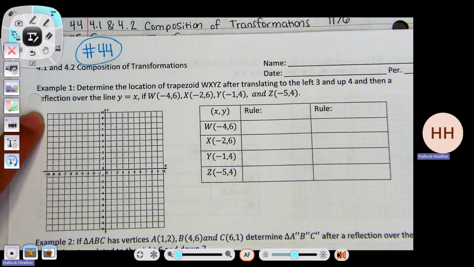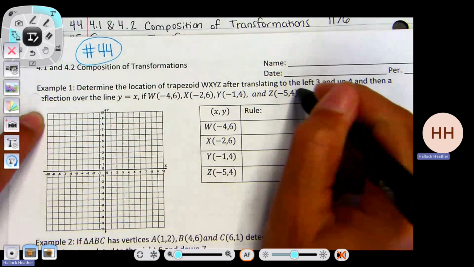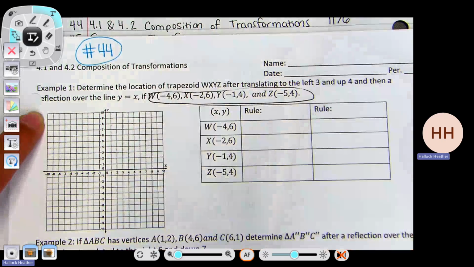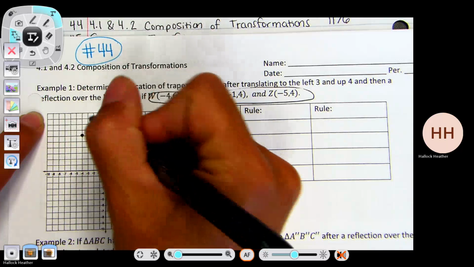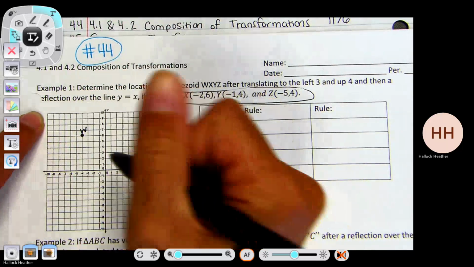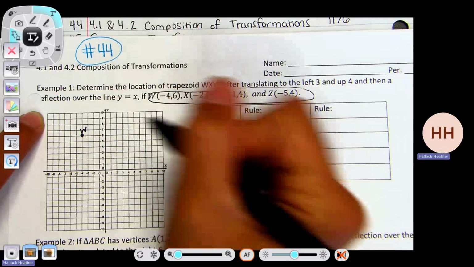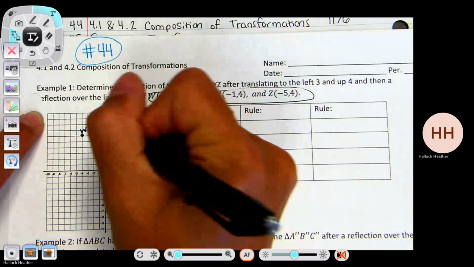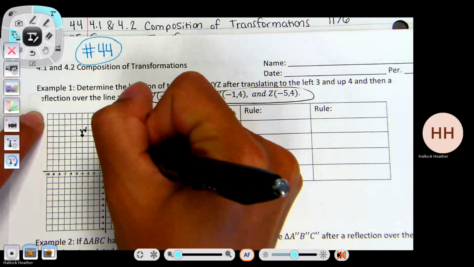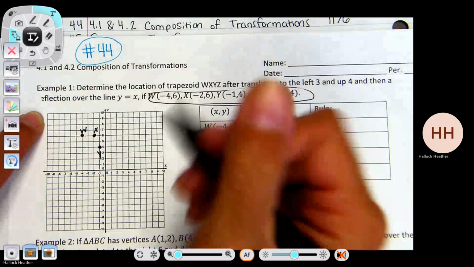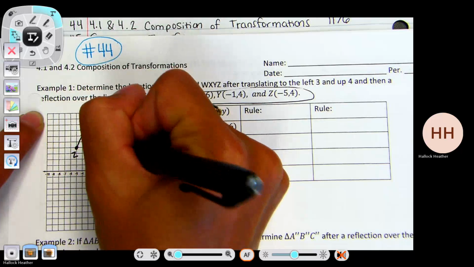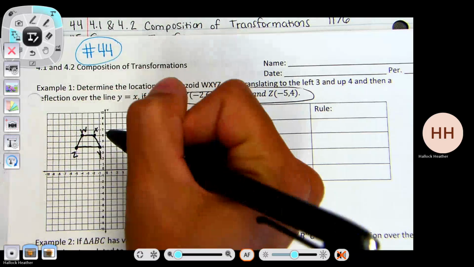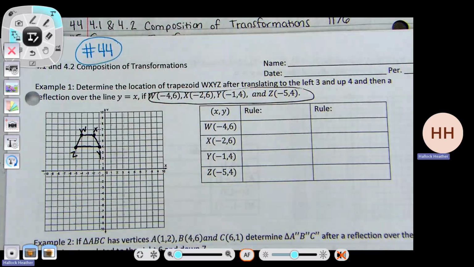So let's first start by plotting these points. These are like the problem points. So we'll plot these points on our graph. It should look like a trapezoid. So take a minute and plot your points. So you should have a cute little baby trapezoid.